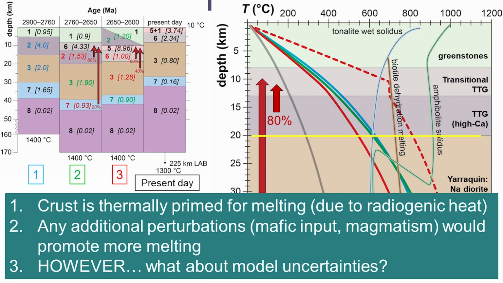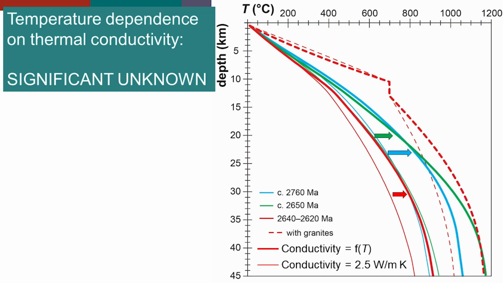Any additional thermal perturbations, whether that be mafic input or magmatism, is obviously going to help promote more melting and help the story. But what about model uncertainties? Okay. This isn't a very satisfying route to go down, but I'm going to take you there anyway. So there's obviously uncertainties on all of this. The metamorphic data that I've shown you have uncertainties.